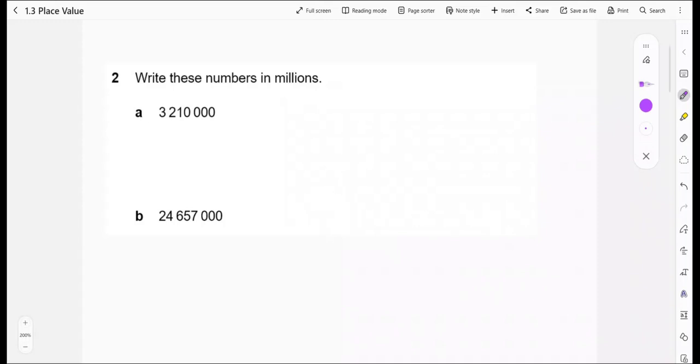Now we can go the other way. So this number we've been asked to write in millions. So if we think, right, I've got 1, 2, 3, 4, 5, 6 digits after the 3. Therefore it is 3 million. And after the decimal point we will have a 2 and a 1. And then we simply write the word million. Similar with this number, we go, right, okay, I've got a 24, and then that is followed by 6 digits. So it is the 24 that comes before the decimal point, and then we have a 6, 5, and a 7 after the decimal point, and write the word million.